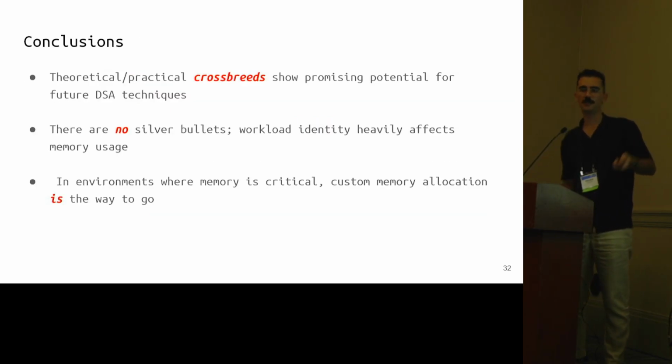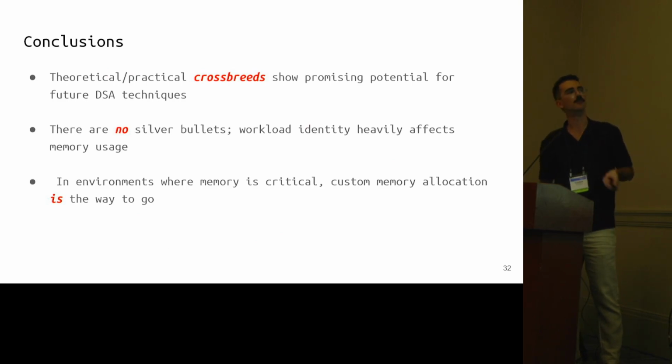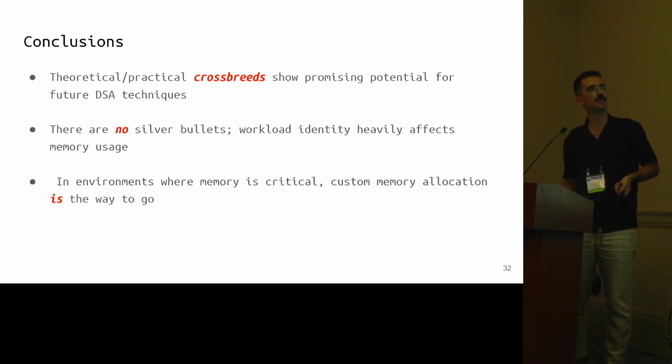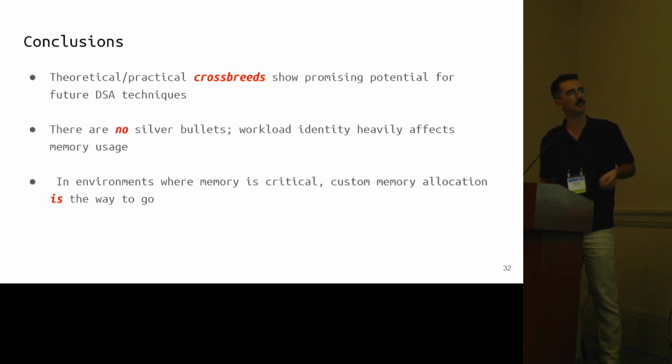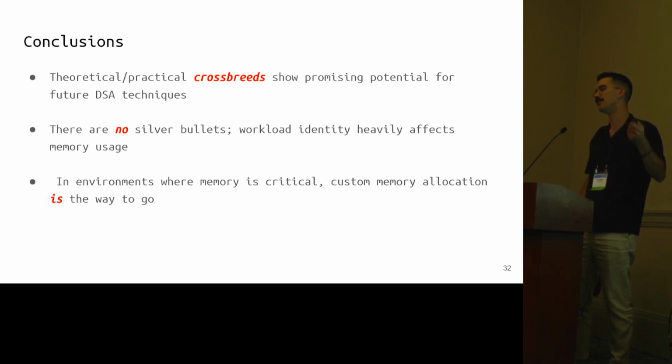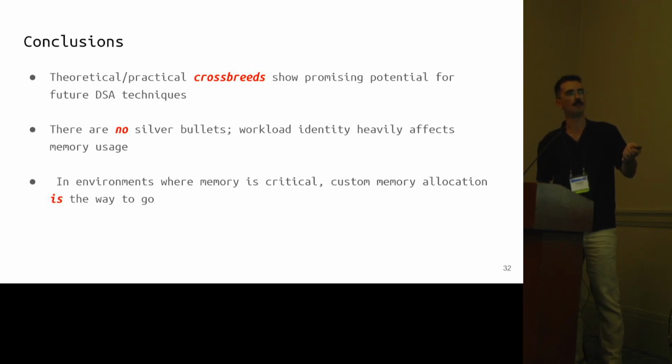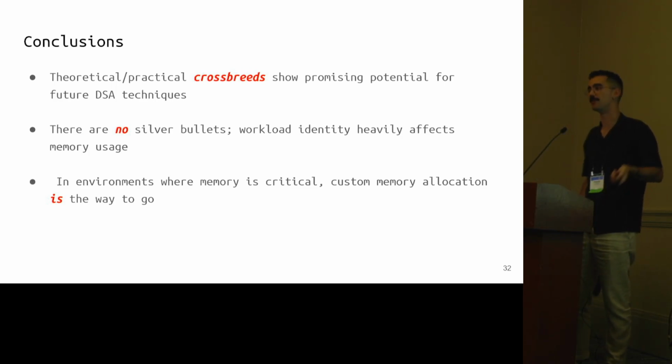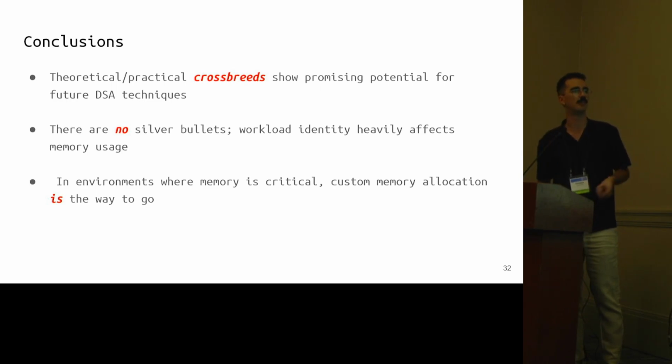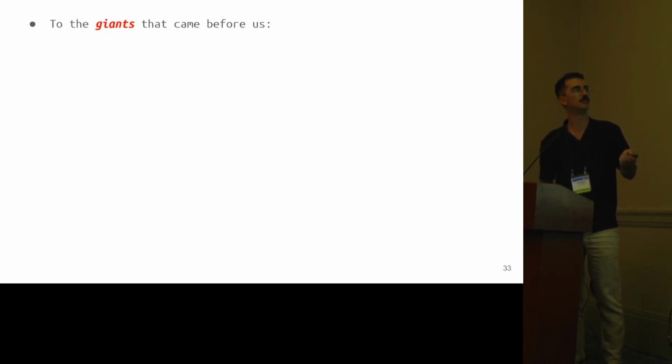Our conclusions are that we're totally in agreement with what Dr. Mas said about a new golden age of memory management. There are countless theoretical and practical crossbreeds that show promising potential for future DSA techniques. There are no silver bullets. Workload identity plays a huge role in understanding what allocator to use and when. And also, we think that in environments where memory is critical, you cannot avoid, most of the time, custom memory allocation policies.